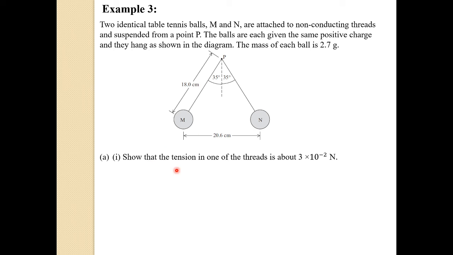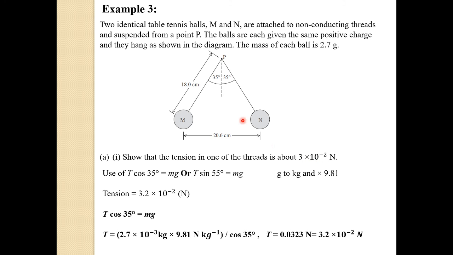Part A: show that the tension, the force acting through the thread, is about 3 × 10^-2 N. Here we have to consider the vertical equilibrium. The tension is acting at an angle of 35 degrees with the vertical. So the tension resolved vertically, T cos 35, should be balanced with the weight mg. We can substitute the values: T cos 35 equals mg, then we can find T.